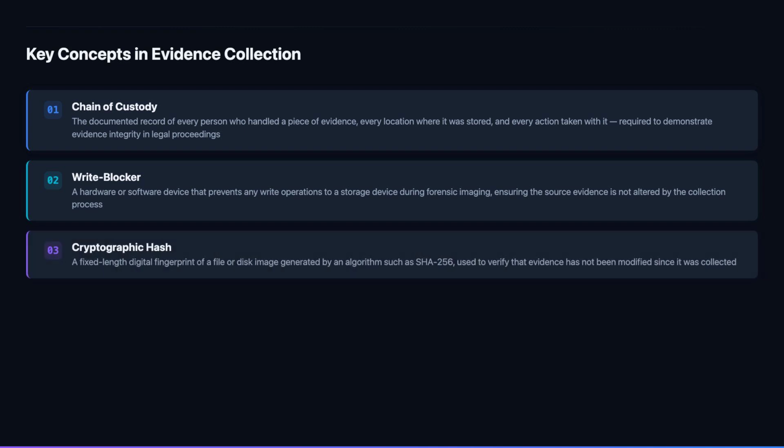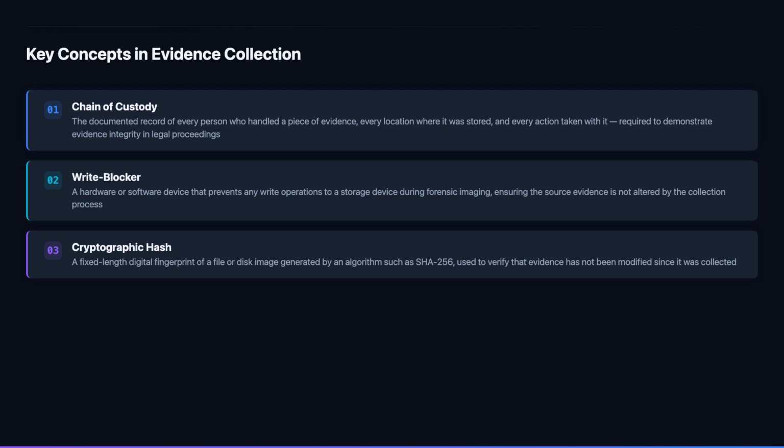Cryptographic hashing provides the mathematical proof of evidence integrity that underpins legal admissibility. The standard approach is to generate a hash of the evidence immediately after collection, record that hash value in the chain of custody documentation, and verify the hash value again before the evidence is used, whether in the internal investigation or in legal proceedings. Any discrepancy between the collected and verified hash values indicates that the evidence has been modified and may be inadmissible.